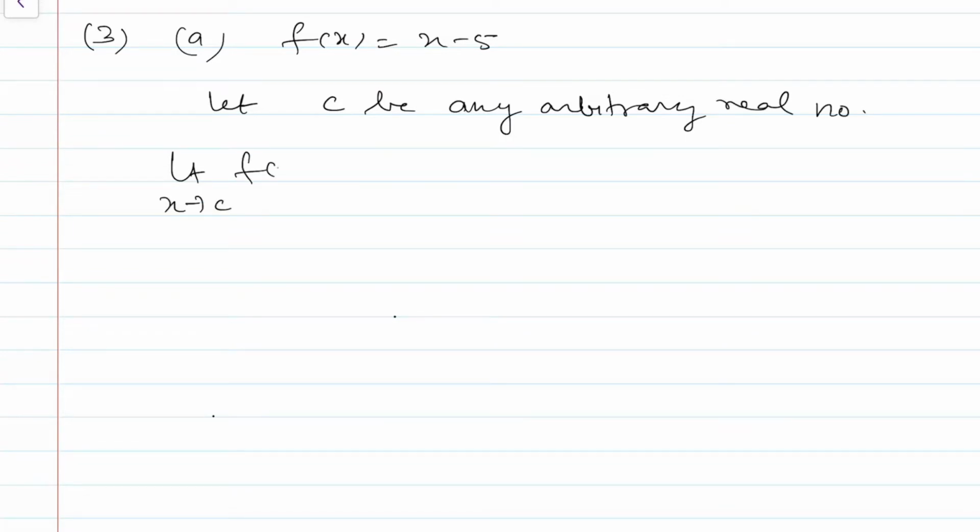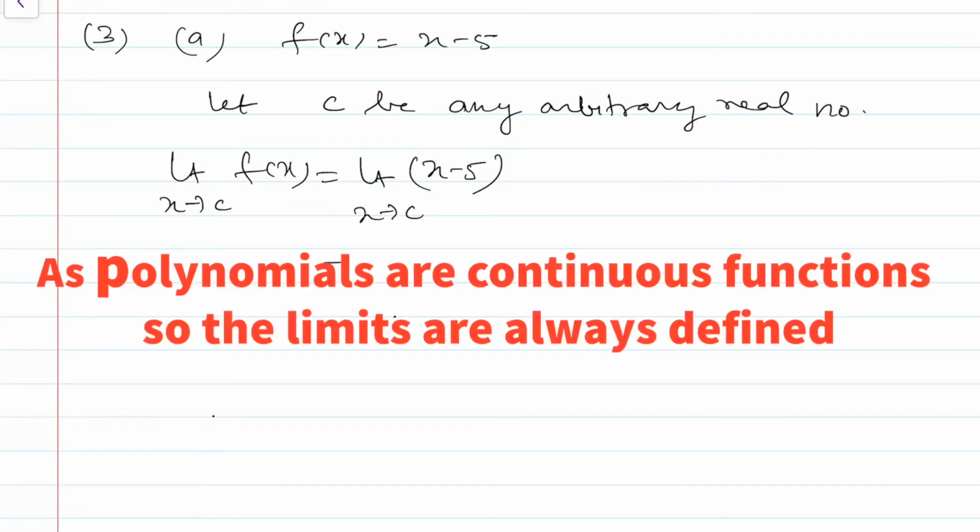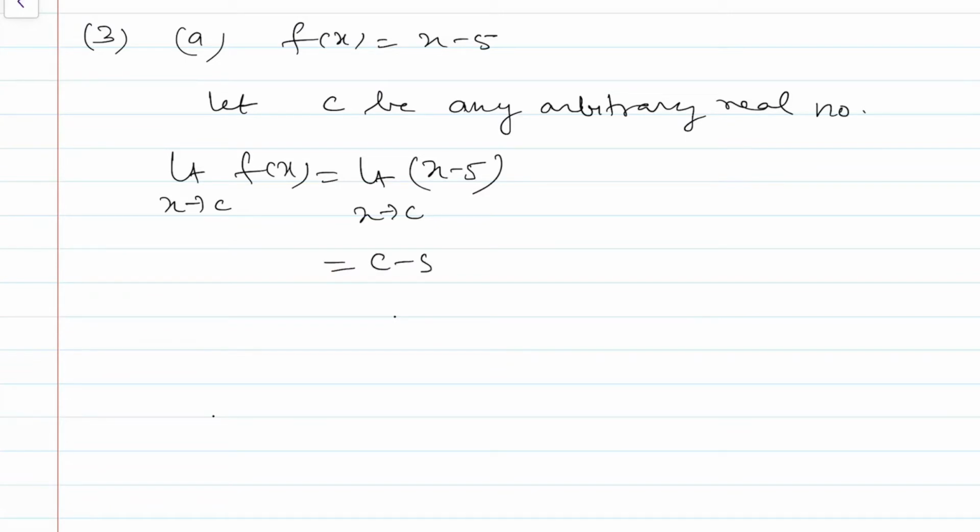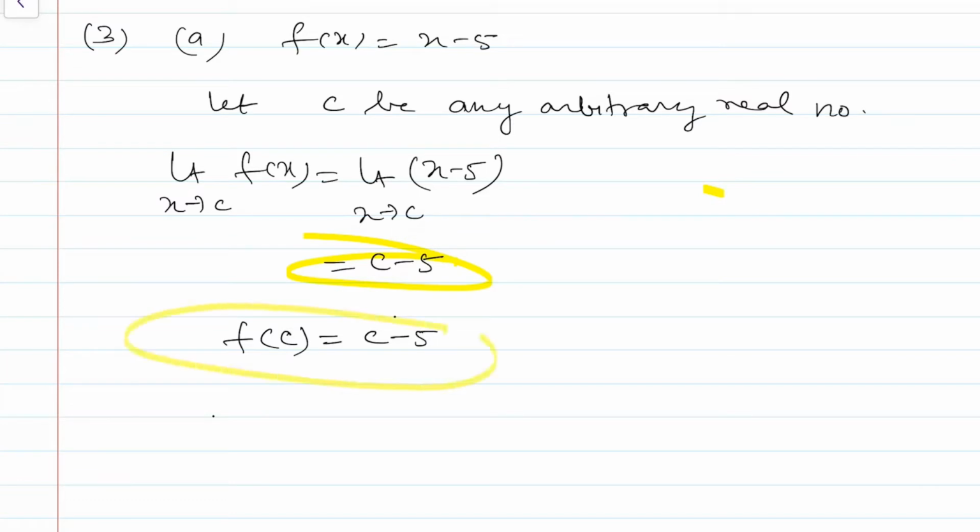Limit x tends to c, f(x) equal to limit x tends to c, where c is an arbitrary real number, x minus 5. As polynomials are always defined, so no need to check the left limit and right limit separately. So this value will be c minus 5. This is the limit. Now find the value of the function at c. So f(c) will be equal to c minus 5. Now limit of the function at x equal to c and value of the function at x equal to c both are equal.